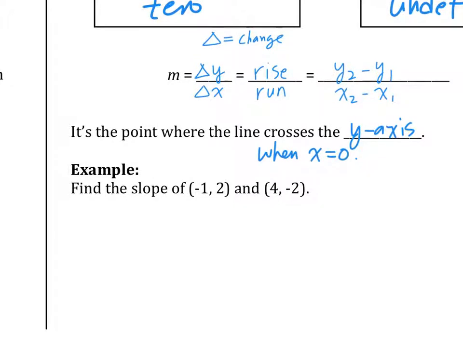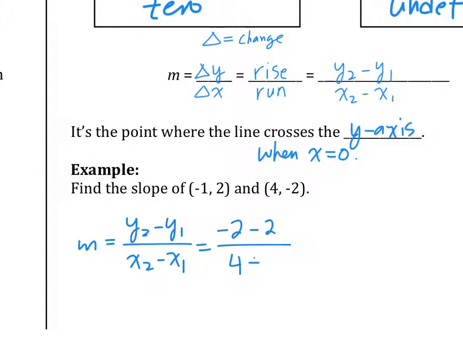Let's go ahead and look at actually solving a problem. So find the slope between these 2 points. So like if I were to draw a straight line between these 2 points, what would be the slope? So m is equal to y2 minus y1 over x2 minus x1. All right, you guys can do this. Go ahead and figure out what the slope is. So negative 2 minus 2 over 4 minus minus 1. So you end up with negative 4 over 5.